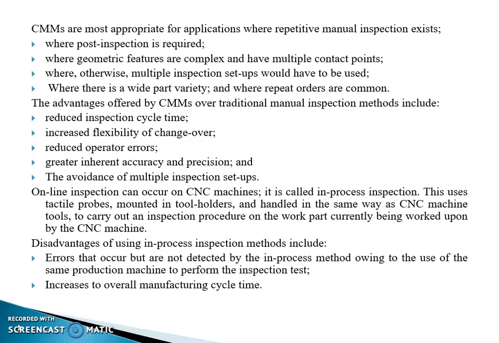Some of the disadvantages of using this in-process inspection method are errors that can occur but are not detected by the in-process method, owing to the use of the same production machine to perform the inspection test, and increased overall manufacturing cycle time. This is about the advantages and disadvantages of CMM.